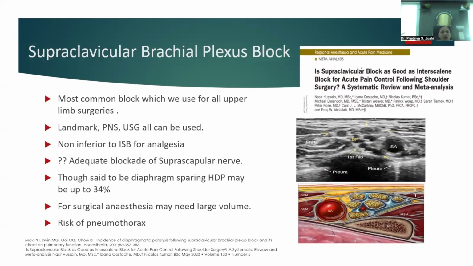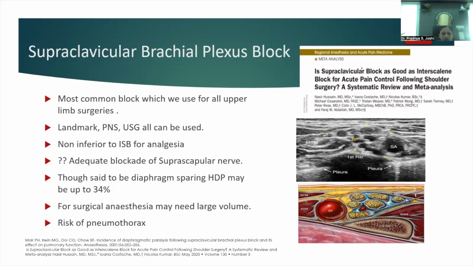The next block is the supraclavicular brachial plexus block. This is the main block, which we use like a spinal for upper limb surgery. This is the most common block for the upper limb. It is given with landmark, PNS and USG. But why is this not commonly used for shoulder surgery?